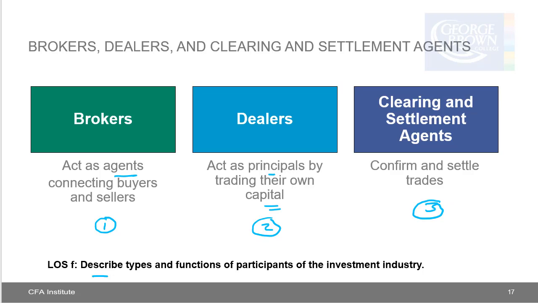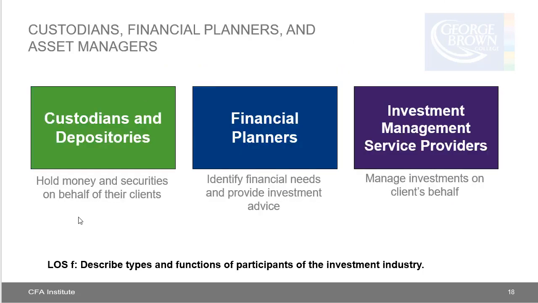Moving on to number 4 here, custodians and depositories. They hold money and securities on behalf of their clients. Number 5, another participant in the investment industry is financial planners. They identify financial needs and provide investment advice to individuals and families. And finally, number 6, we've got investment management service providers, and they manage investments on clients' behalf.